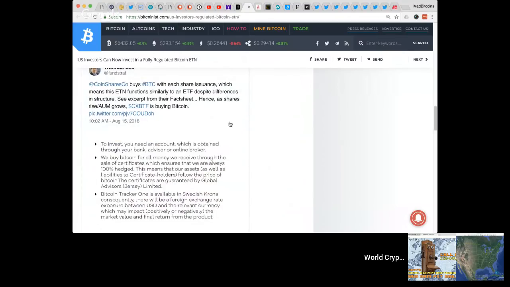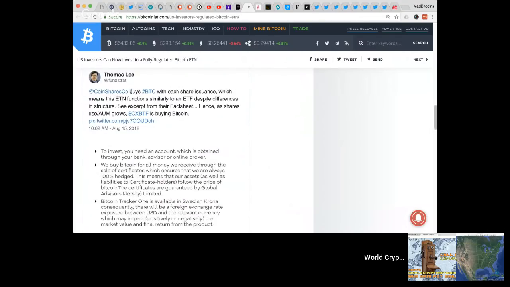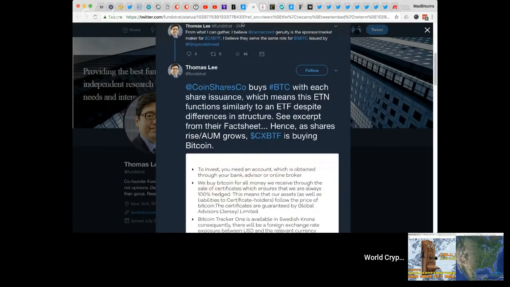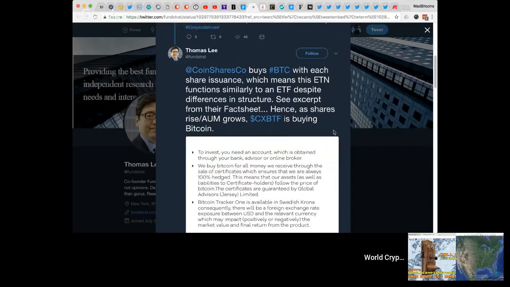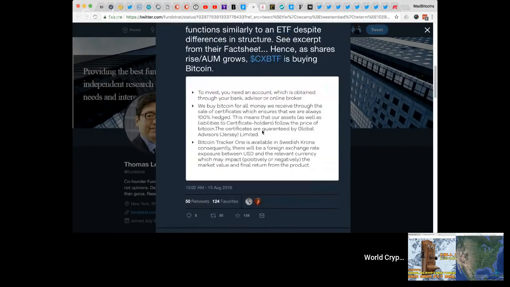This ETN structure, let's see, same sponsor, same role. CoinShares buys Bitcoin with each share issuance, which means this ETN functions similarly to an ETF despite differences in structure. See this excerpt from their fact sheet: hence, as shares rise, AUM grows, and CXBTF is buying Bitcoin. So this sounds pretty good. We've got this ETN going right here. They buy Bitcoin every time they sell a share.